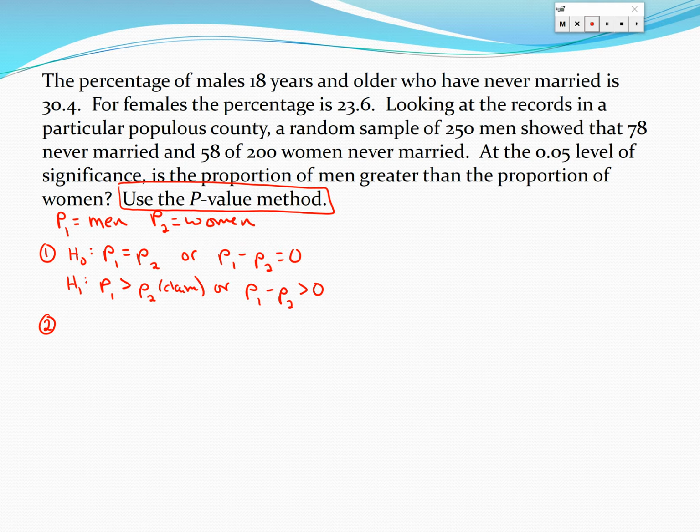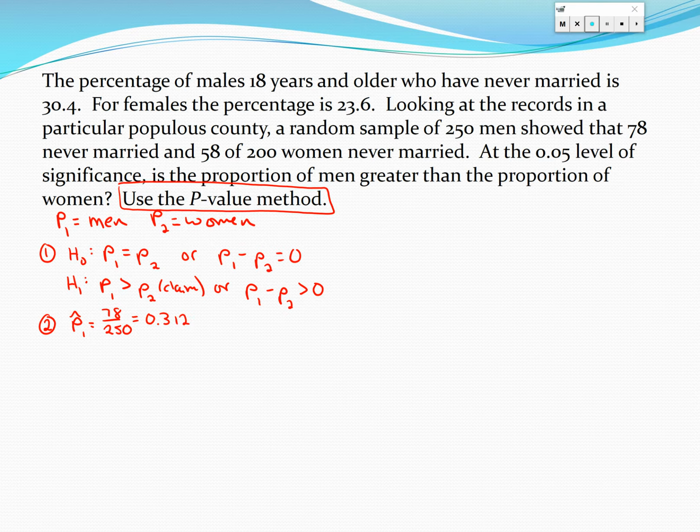So with the p-value, our second step is to find our test value. In order to find our test value, I like to list out a few variables first. We need p hat for our p sub 1, and that is our proportion of men in this case from our sample. And we're given 78 out of 250 men. This works out to be a nice decimal for us.